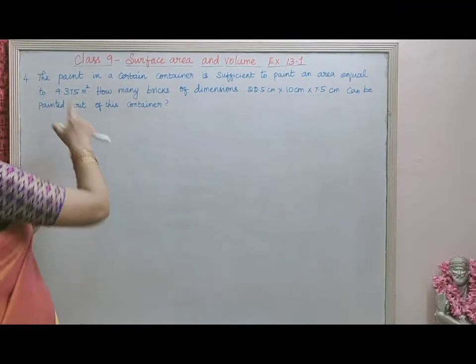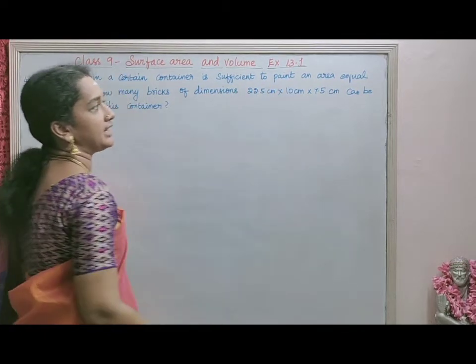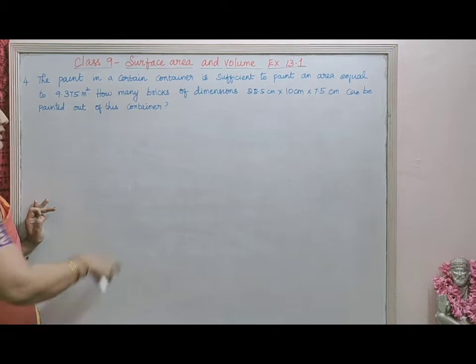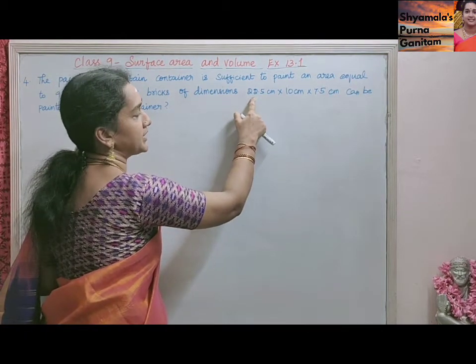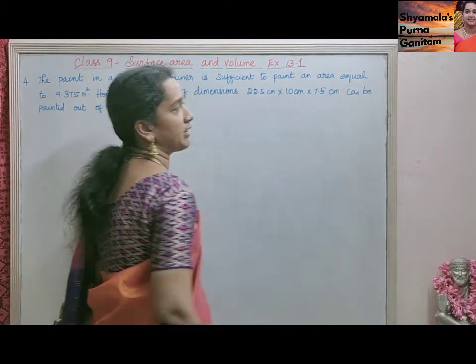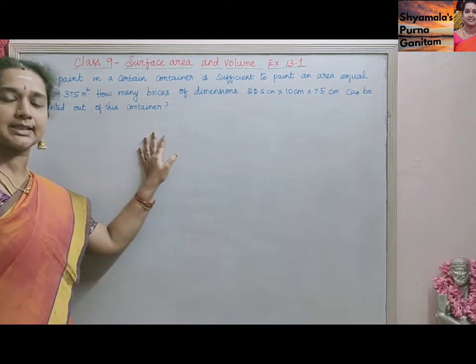Next sum is, the paint in a certain container is sufficient to paint an area equal to 9.375 meter square. How many bricks of dimensions 22.5 centimeter into 10 centimeter into 7.5 centimeter can be painted out of this container?